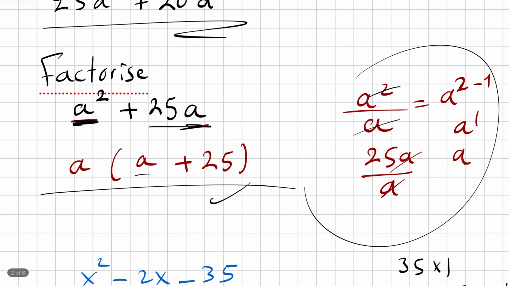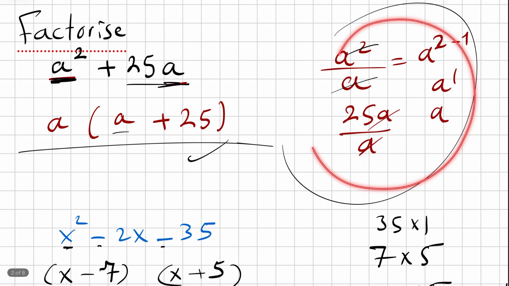When you factorize, guys, you have to find the highest common factor, and the highest common factor in this case is just a, and then a is our divisor. A squared divided by a is just a. 25a divided by a is just 25, and here you go.